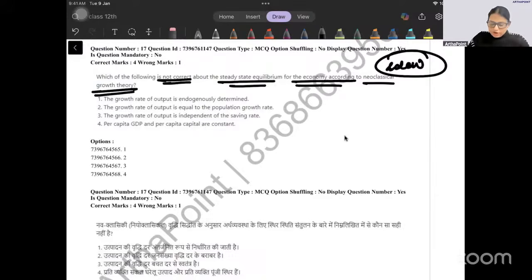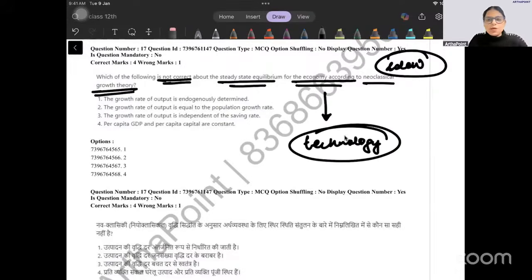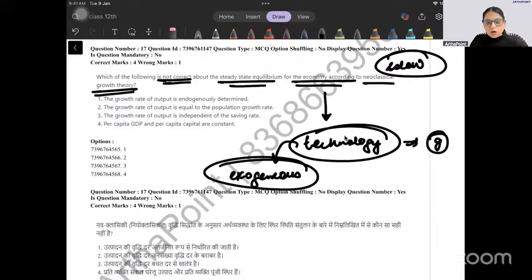तो लॉन्ग रन में सोलो मॉडल का ग्रोथ रेट क्या था? व्हाट वाज डिटरमाइनिंग द ग्रोथ रेट? टेक्नोलॉजी, है ना? एंड व्हाट वाज टेक्नोलॉजी? हमने ग्रोथ रेट को जी से रिप्रेजेंट किया था, टेक्नोलॉजी के ग्रोथ रेट को. एंड व्हाट वाज टेक्नोलॉजी? इट वाज एन एक्सोजेनस फैक्टर, इट वाज डिटरमाइंड आउटसाइड द मॉडल. टेक्नोलॉजी इंटरनल थोड़ी था, टेक्नोलॉजी तो आउटसाइड द मॉडल डिटरमाइन होता है, राइट?